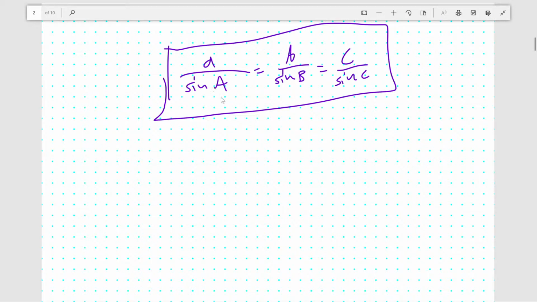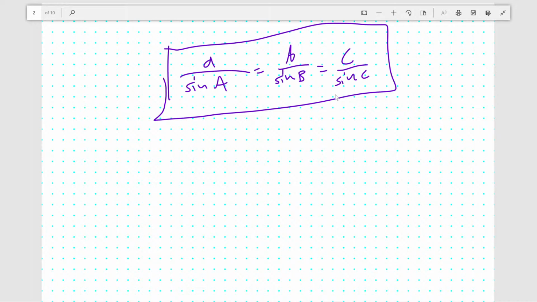This is really just a faster way of remembering all the cases that, for example, a over sine a is b over sine b, and then you'd also have to remember b over sine b is equal to c over sine c, and then you'd also have to remember a over sine a is equal to c over sine c. But then you could just remember it all in one string like this. A over sine a is b over sine b is c over sine c.